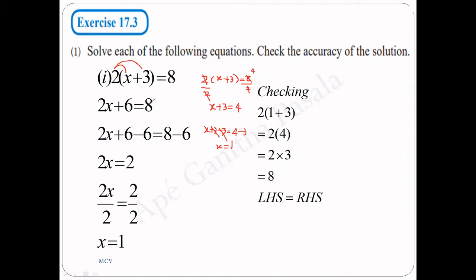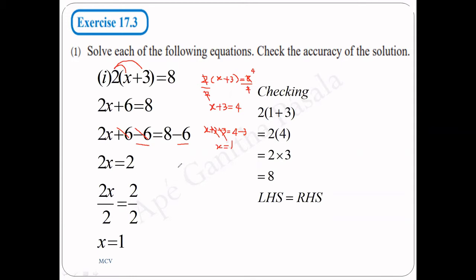To remove this plus 6, we can put minus 6 to both left and right. Now cancel out this plus 6 with minus 6. 2x remains on the left hand side. 8 minus 6 is 2. Then 2x equals 2.